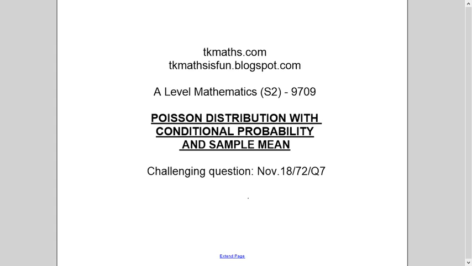In today's video, we will see a challenging question of Poisson distribution with conditional probability and sample mean. This concept is from the syllabus of A-Level Mathematics S2 9709.